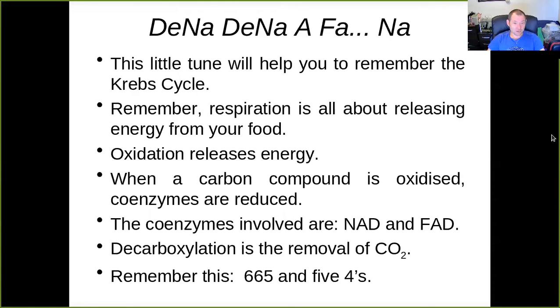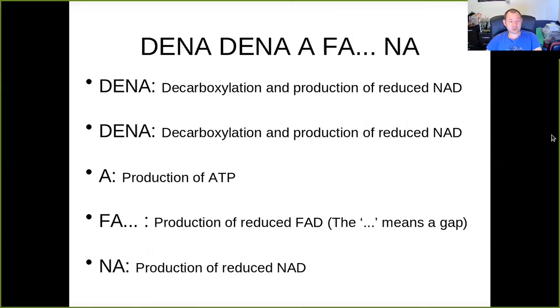So, respiration is all about releasing energy from food. Oxidation releases energy. When a carbon compound is oxidized, coenzymes are reduced. The coenzymes involved are NAD and FAD. Decarboxylation is removal of CO2. And remember this, 6, 6, 5 and 5 4s. Well, I don't need to remember that really, but see what I mean. Okay, so, DENA DENA AFANA.